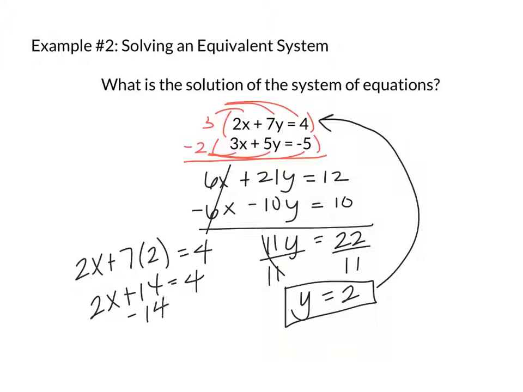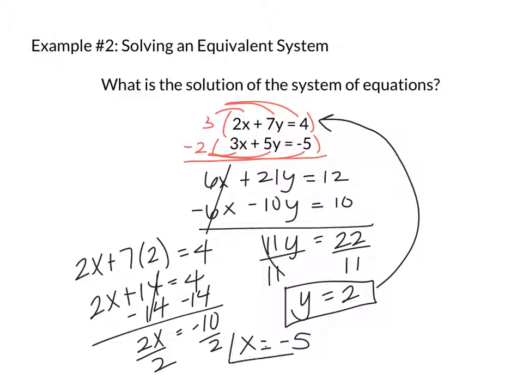If I subtract 14, it gives me 2x equal to negative 10. And finally, if I divide by 2, I'm going to get x equal to negative 5. So as a final ordered pair solution, we'll have negative 5, 2 as our answer.